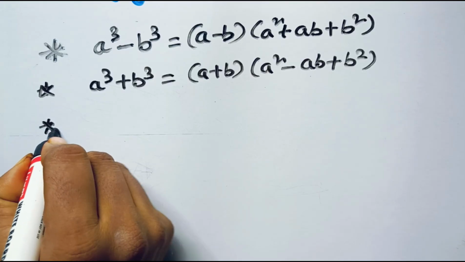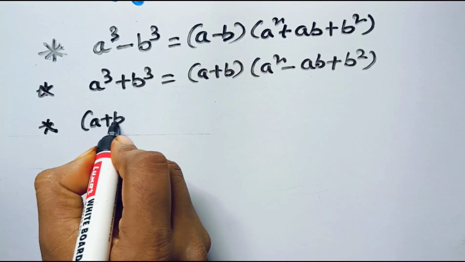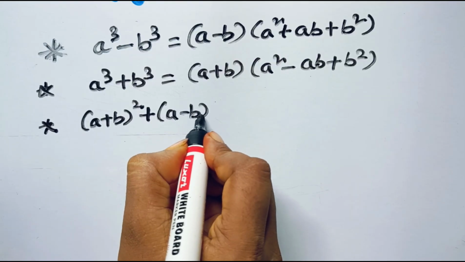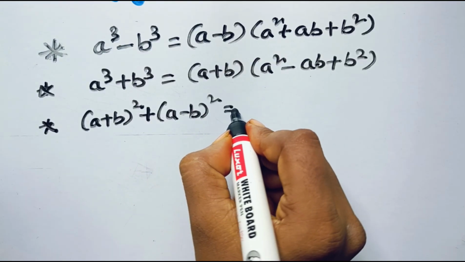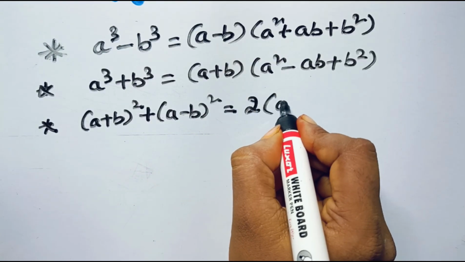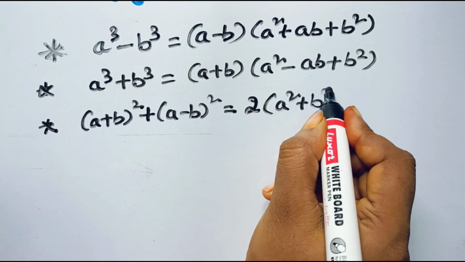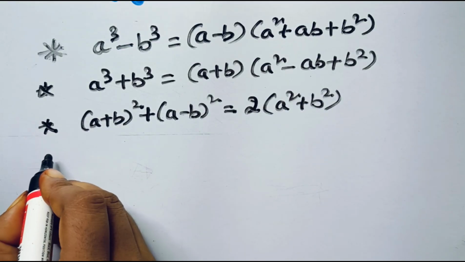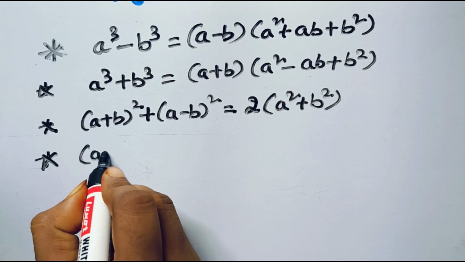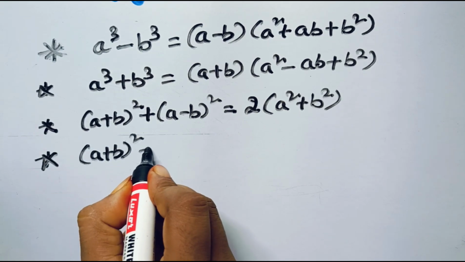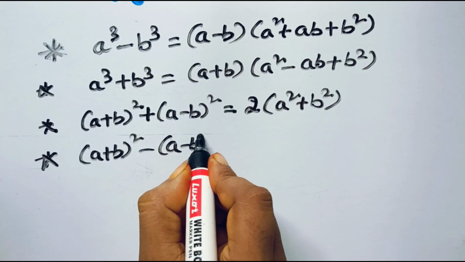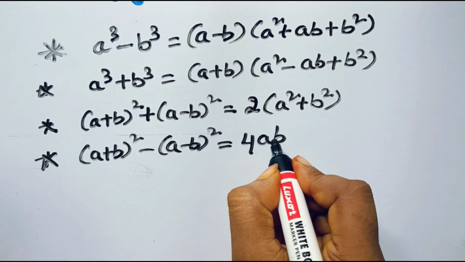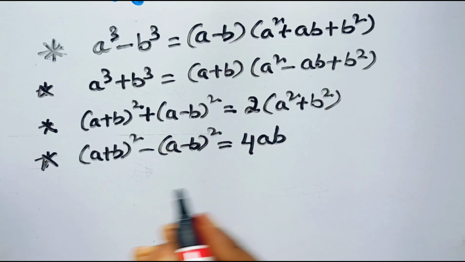Next one is (a + b)² + (a − b)² = 2(a² + b²). Next one is (a + b)² − (a − b)² = 4ab.